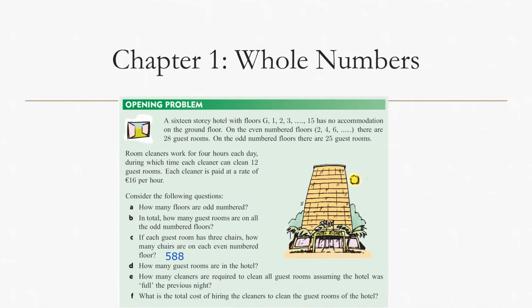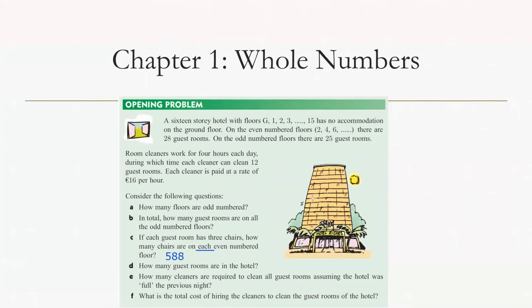Okay, you have a very good thought process, but just be careful because look at the question again. It says how many chairs are on each even numbered floor, right? So does each mean the same thing as all of the floors, or does it mean one floor?